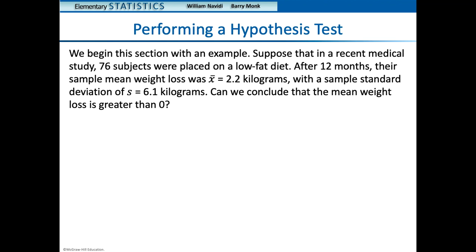Let's suppose that in a recent medical study, 76 subjects were placed on a low-fat diet. After 12 months, their sample mean weight loss was x bar equals 2.2 kilograms with a sample standard deviation of S equals 6.1 kilograms. Can we conclude that the mean weight loss is greater than 0?